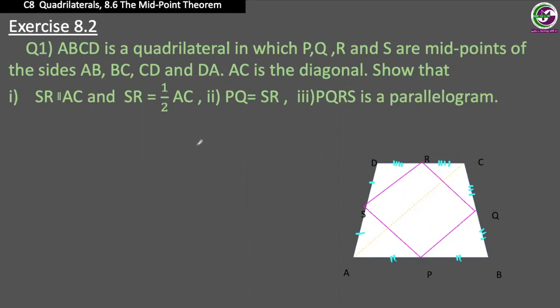Fine. Now the first part we have to prove is SR is parallel to AC. This is what we have to prove first. For that, of course, this is related to the midpoint theorem. Whenever the given condition is midpoint, directly go to the midpoint theorem. So first we will see the triangle DAC.